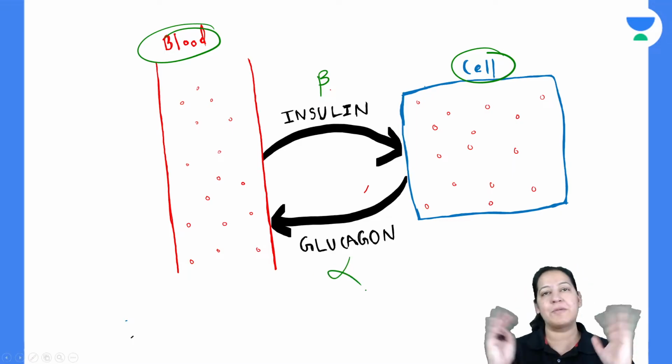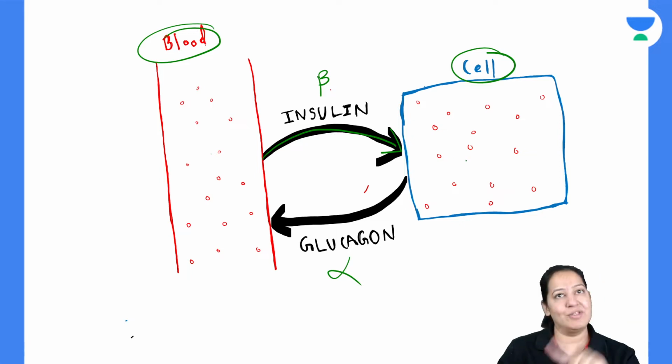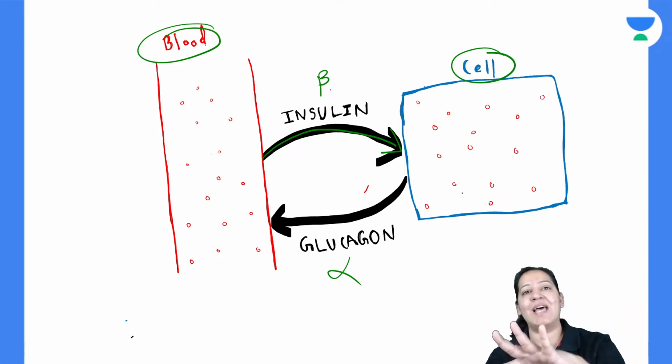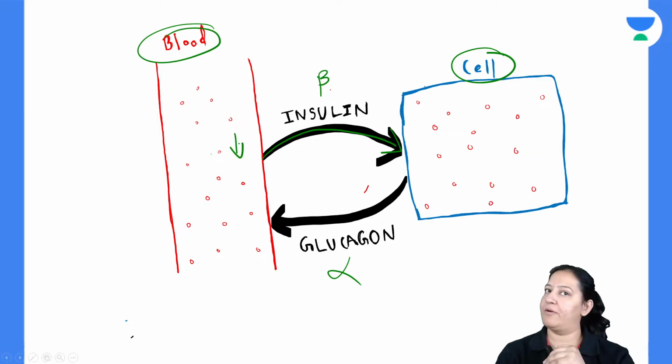Now these two hormones are present in the blood, right? Now you can see the arrow. What is insulin doing? Insulin is shifting the glucose from the blood to the cell and storing the glucose in the cell in the form of glycogen. So basically insulin is decreasing blood glucose level, right?